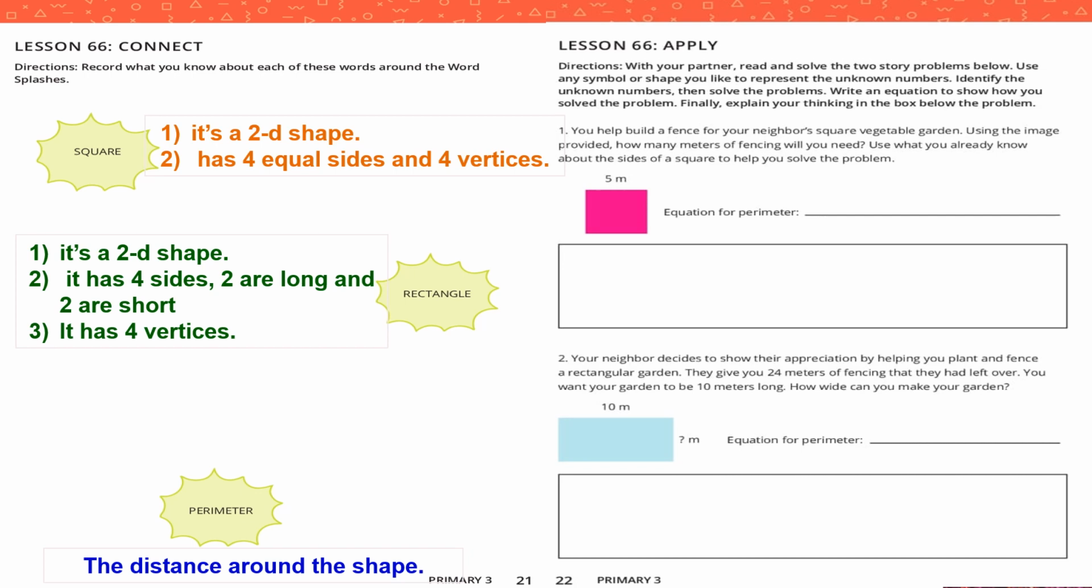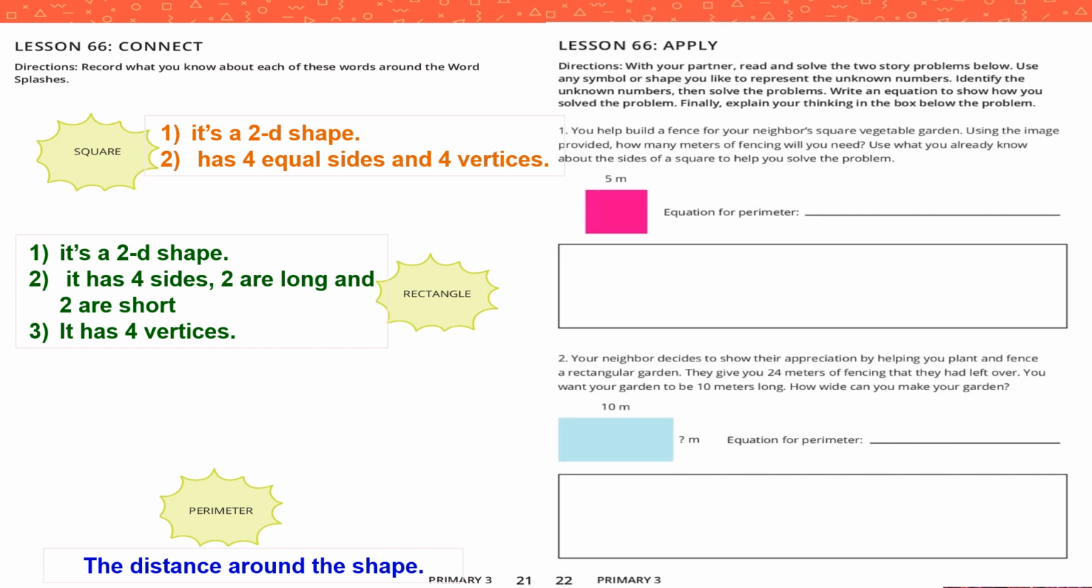Lesson 66, apply part. Here we have story problems. We want to solve them. Number 1, you help build a fence for your neighbor's square vegetable garden. This is the garden for your neighbor, okay? You want to help him to build a fence. You know fence? The distance around the shape. Yes.